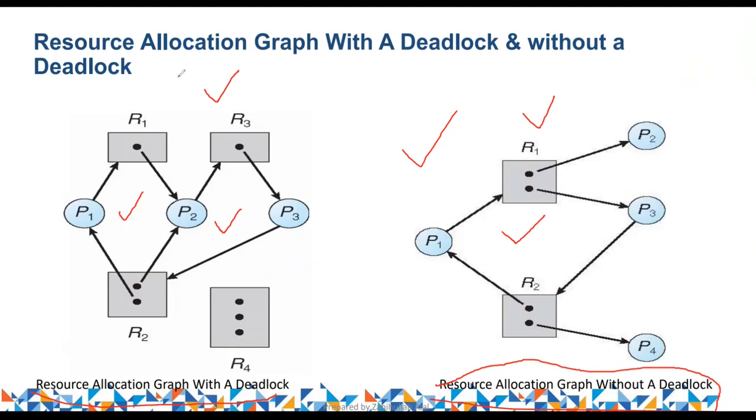You can see here, P1 is requesting for R1. This instance is assigned to P1. Okay, and P2 is requesting for R3, where P2 already holds R1 and the second instance of R2, where P2 is waiting for R3, but R3 is assigned to P3, and P3 is waiting for this instance of R2. So now, what do you think?